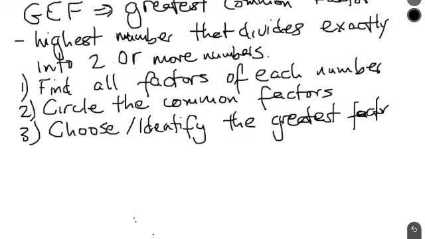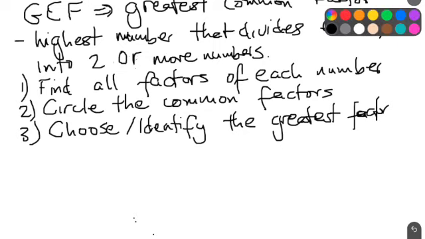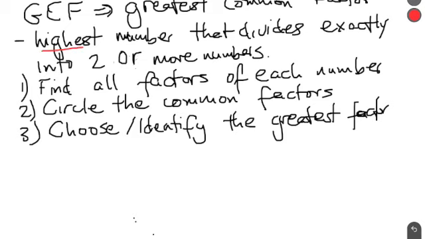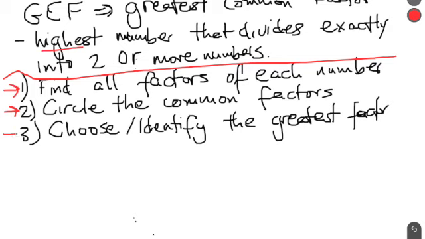So just to recap real quickly, the greatest common factor is the highest number that divides exactly into two or more numbers. Okay, and we find that by taking 3 steps. We find all the factors of each number. Once we do that, next we circle the common factors, and then we identify or choose the greatest of the common factors that we've just found. Now let's go over an example so you can see exactly what I mean.